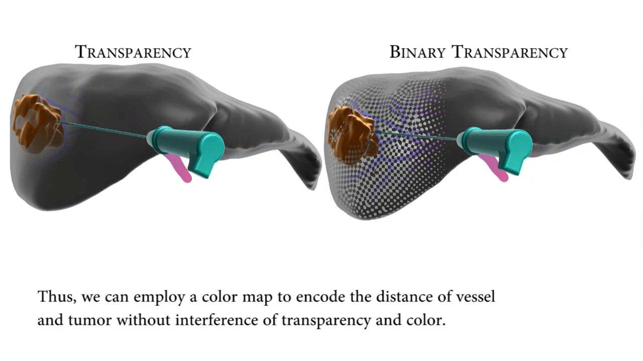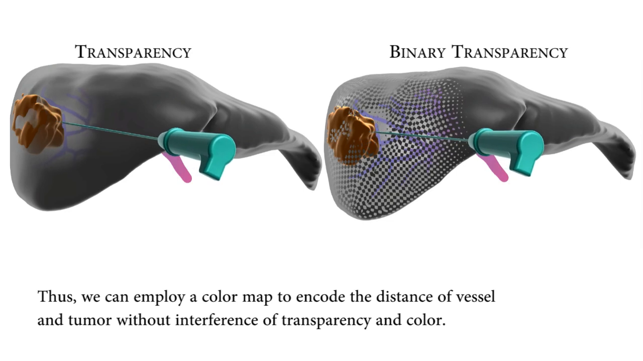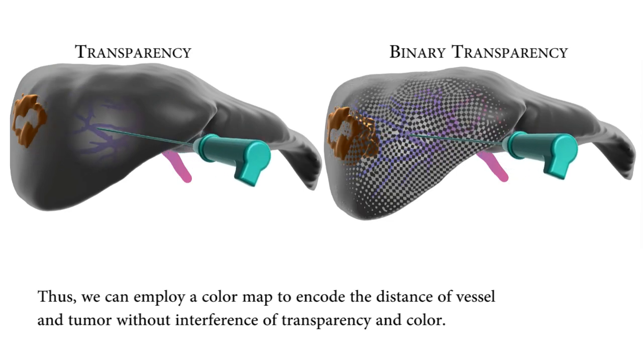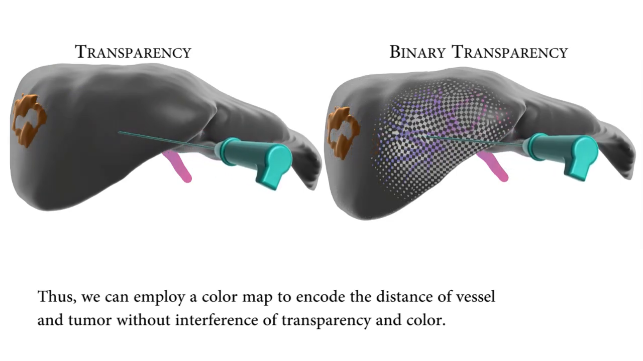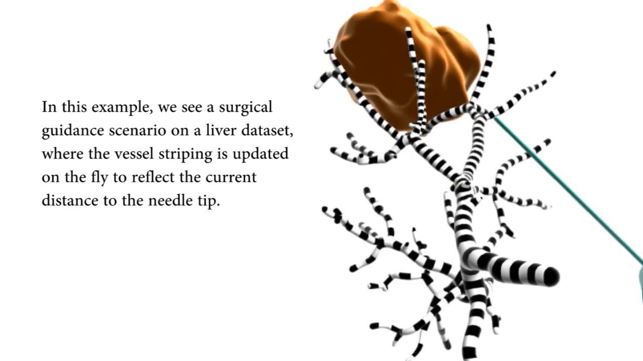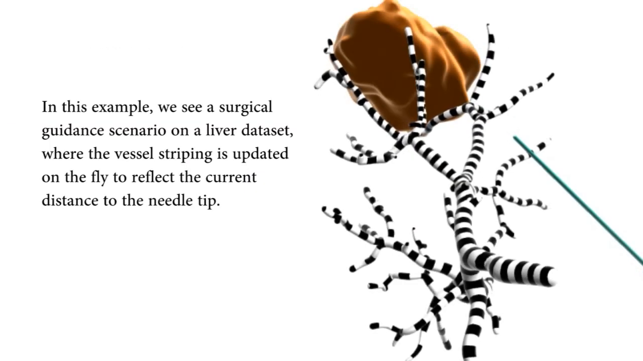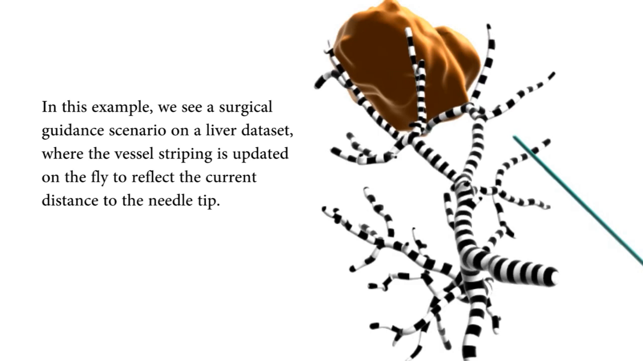Thus, we can employ a color map to encode the distance of vessel and tumor without interference of transparency and color. In this example, we see a surgical guidance scenario on a liver dataset where the vessel striping is updated on the fly to reflect the current distance to the needle tip.